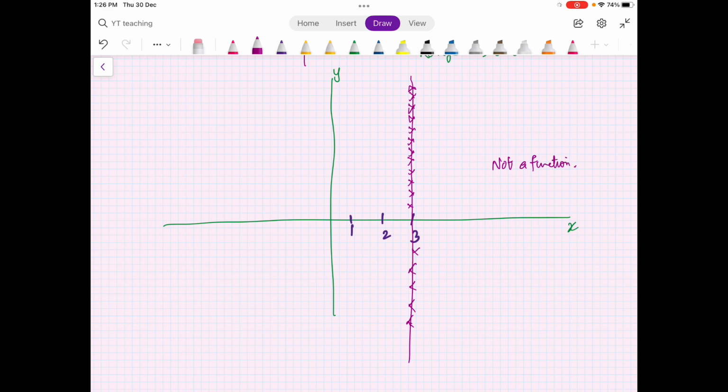Okay. So this is how you test whether a given relation is a function or not. So I hope you understand it.